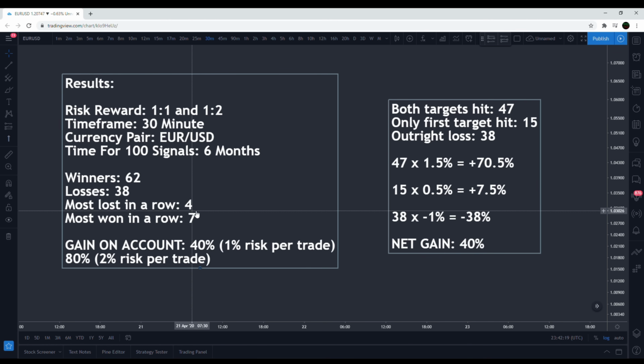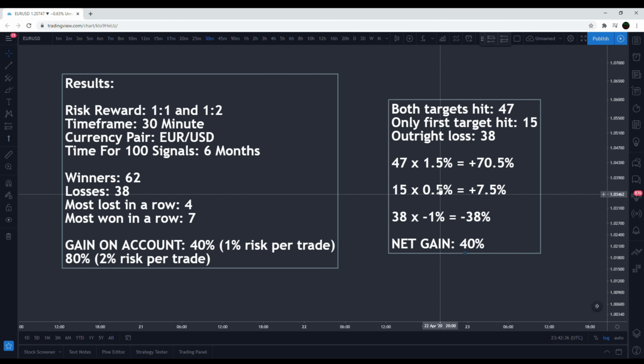The most lost in a row was 4, and the most won in a row was 7. The gain on the account, assuming a 1% risk per trade, is 40%. If you use 2% risk of your account per trade, then you're targeting 80%, not including fees and spreads.